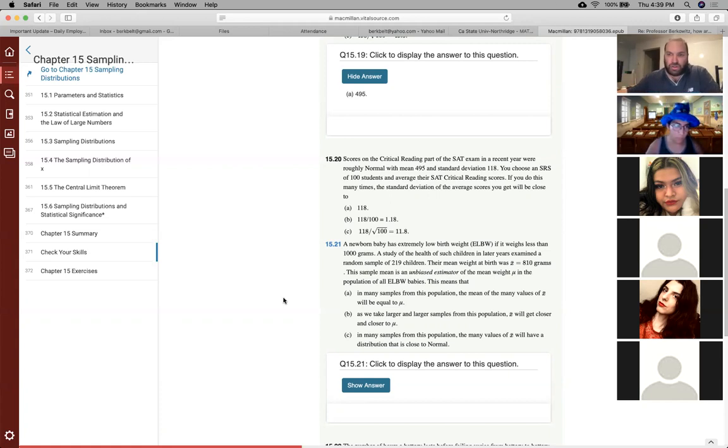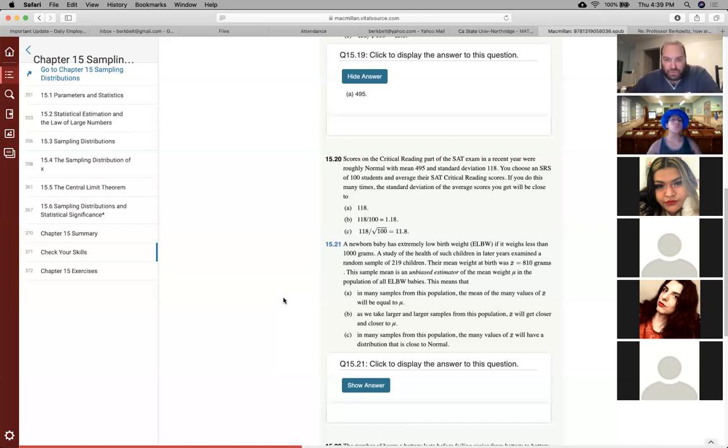I mean, you could have taken samples of size 82, correct? Or 114 or 74, right? You could take samples of any size you want. Each one of them is going to have a different distribution. So specifically for the samples of size 100, its sample distribution will have a sigma of 11.8. Okay, thank you. Okay. So number 21.